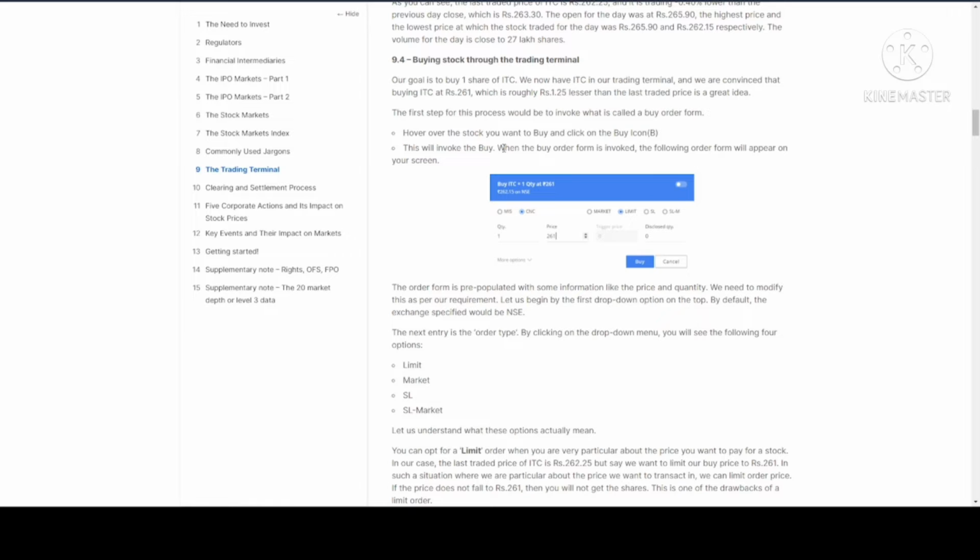Hover over the stock you want to buy and click on the buy icon. This will invoke the buy order form. When the order form is invoked, the following order form will appear on your screen.